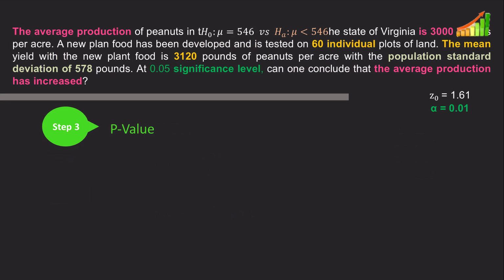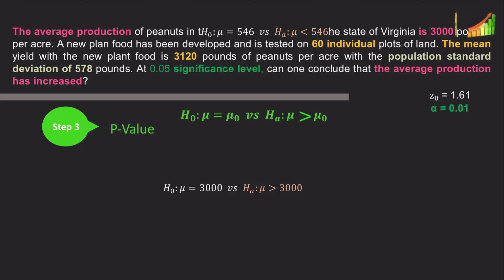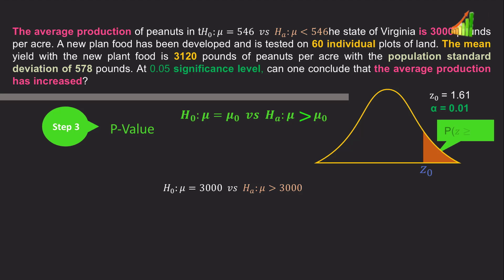What is step 3? Find the p-value. Before you find the p-value, you need to check the alternative hypothesis. Okay, what is the alternative hypothesis here? It is mu greater than 3000. That is the right tail test. If we have a right tail test, then how do we find the p-value? P-value is the area under the curve and right of the Z naught. Z naught is the test statistic.